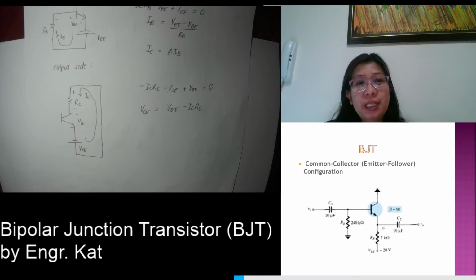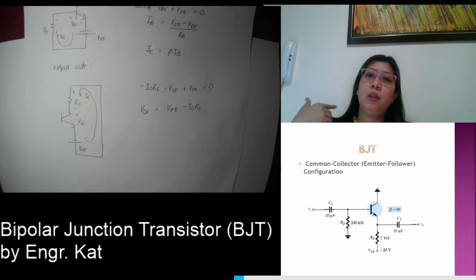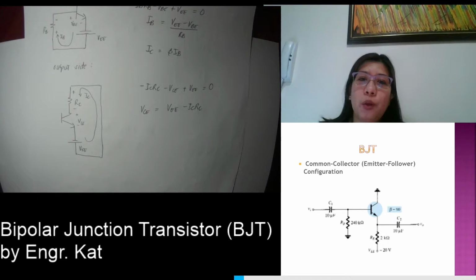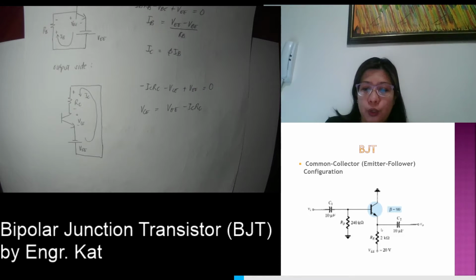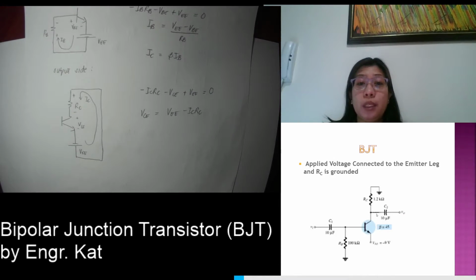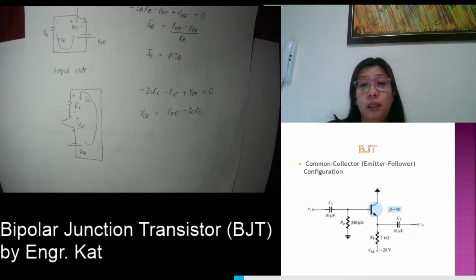So therefore, this is a common collector configuration. The difference lies in where we are going to measure our output voltage. Look at the previous one: the output is taken at the collector, while in this one, the output is taken at the emitter. Although we cannot see the output yet, that's the main difference.